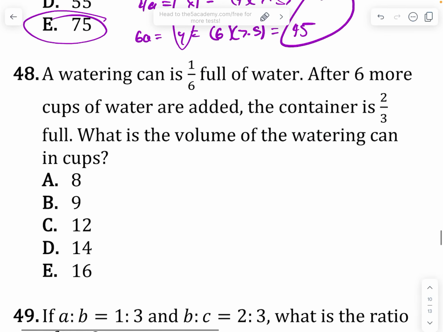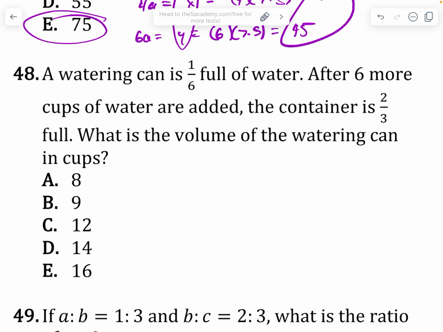A watering can is 1/6 full of water. After 6 more cups of water are added, the container is 2/3 full. What is the volume of the watering can in cups? So we're finding the total volume of the watering can in cups, right? So what I want to do is identify what proportion of the watering can is equal to 6 cups. And then I can extrapolate that to identify what the proportion of 1 would be to the volume. So let's break that down.